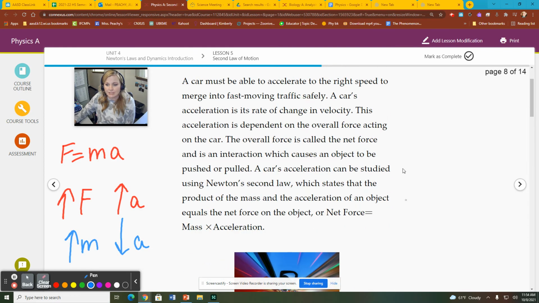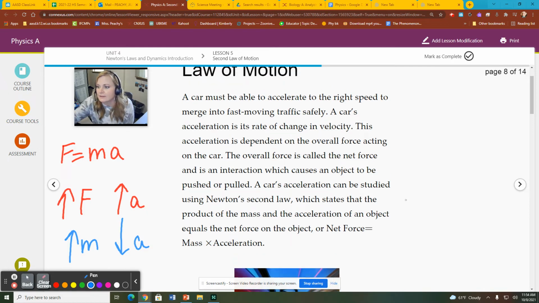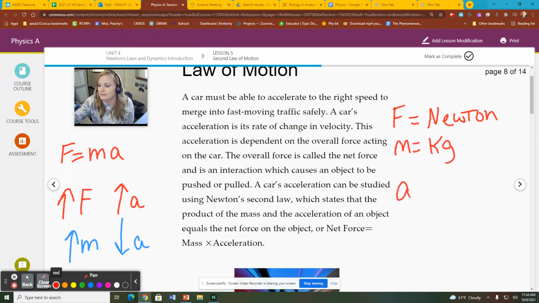You'll be doing some more work with it while you're looking at graphs and looking at some simulations. But just to understand that, remember that force is measured in newtons, mass is in kilograms, and acceleration is in meters per second squared. So just remember that. Whenever you're doing problems like that, if they are not in the correct unit, you have to get them into the correct unit.